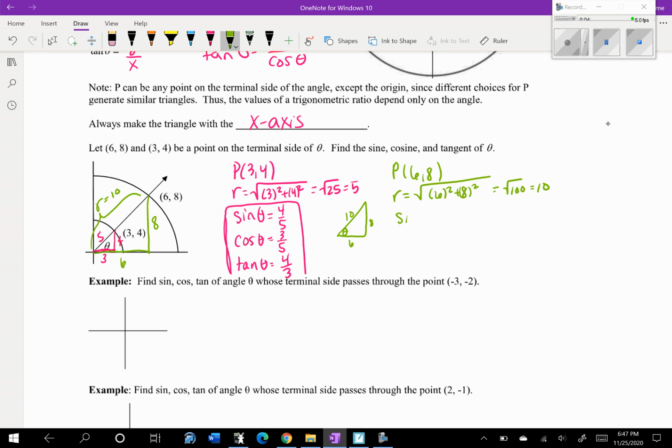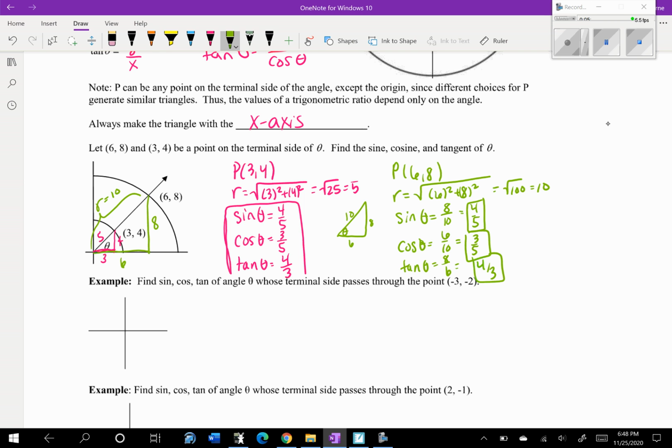So the sine of the angle theta is equal to opposite over the hypotenuse. So 8/10 reduces into 4/5. The cosine of theta is adjacent over hypotenuse, so 6/10, which reduces into 3/5. And the tangent of theta is equal to 8/6, because it's opposite over adjacent, which reduces into 4/3.